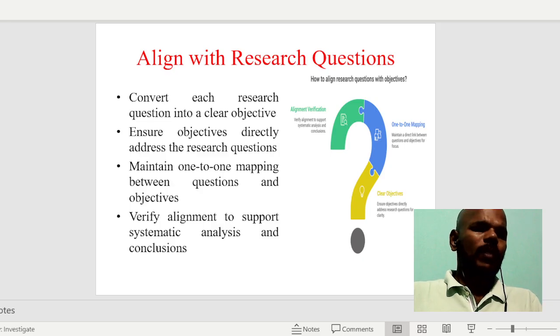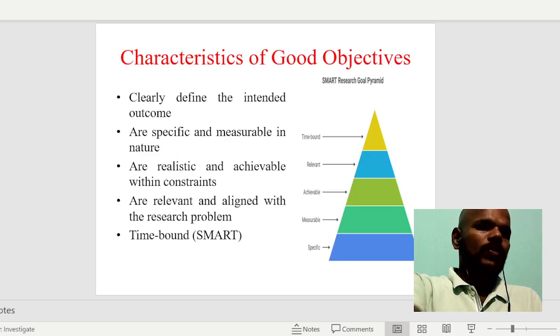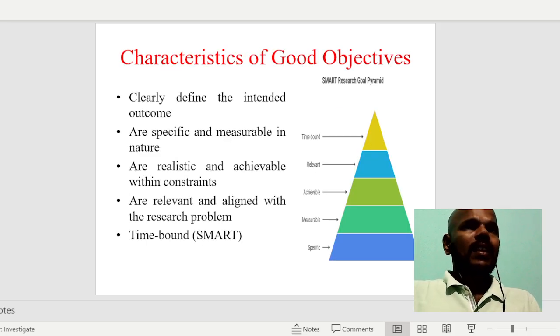Before forming any research objective, you must ensure whether your research question is fulfilling your research objective or not, whether it is mapping or not. This kind of analysis we can do. So next, I found some research objectives and their scope and limitation existing. So what is the next question? What are the characteristics of good objectives?